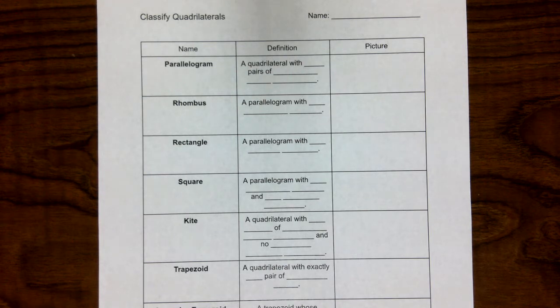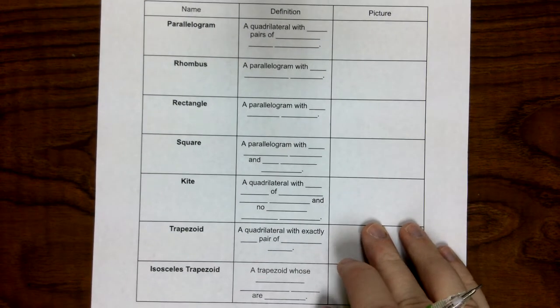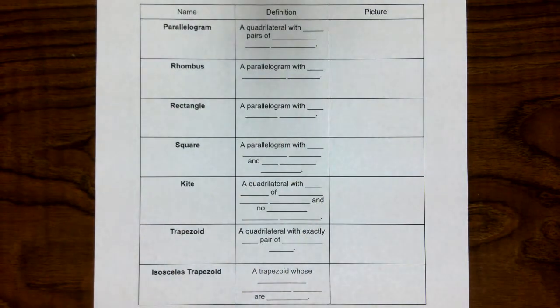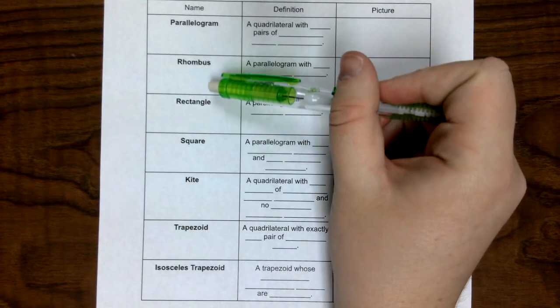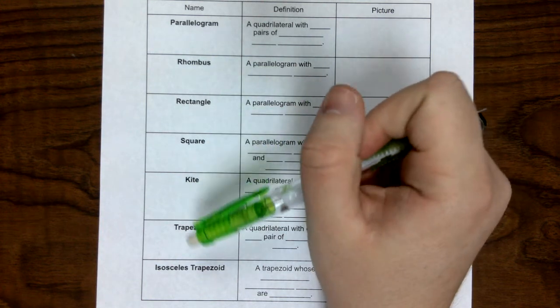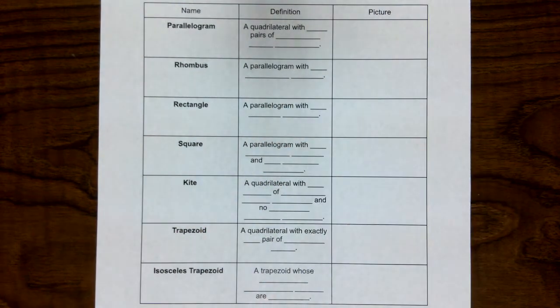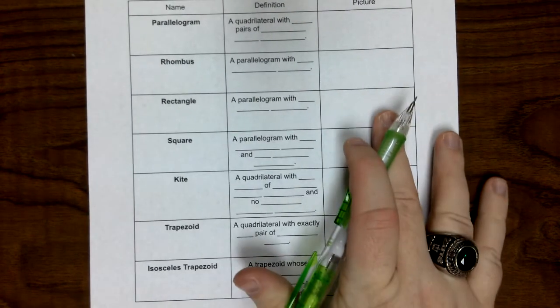Okay. So before we get started, we need to define and give ourselves a picture of all of these types of quadrilaterals. So these are the ones that have specific names that go with them. Some of these should be familiar. We have a parallelogram, rhombus, rectangle, square, a kite, a trapezoid, and an isosceles trapezoid. Okay, so I'm going to give you all the definitions for these, and then we'll give ourselves a picture.